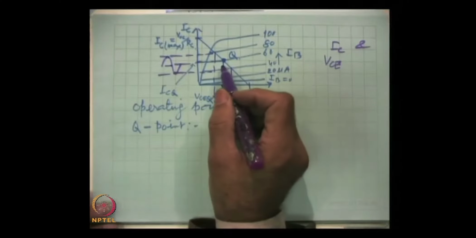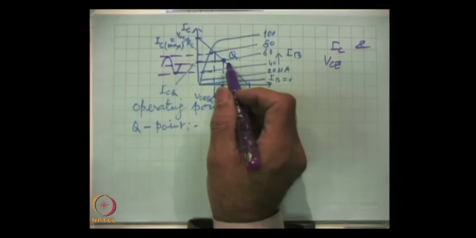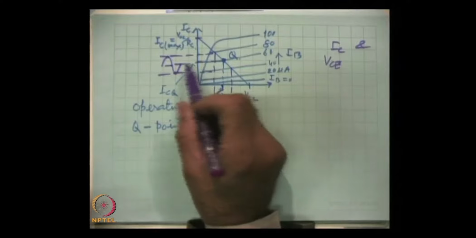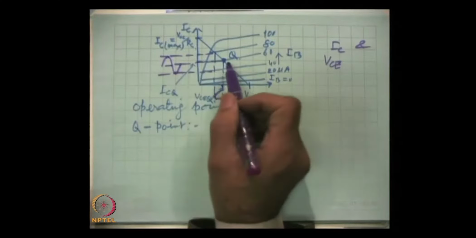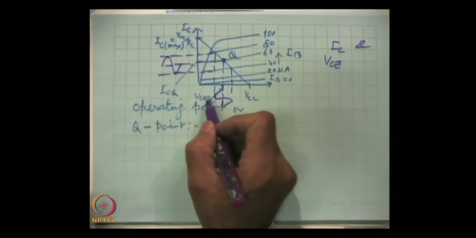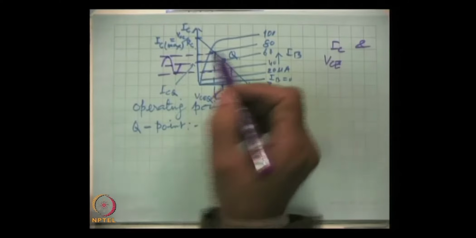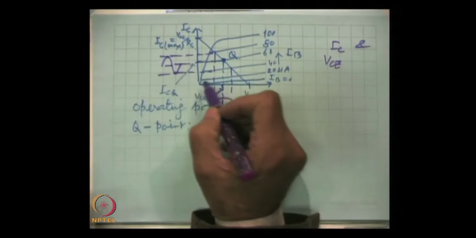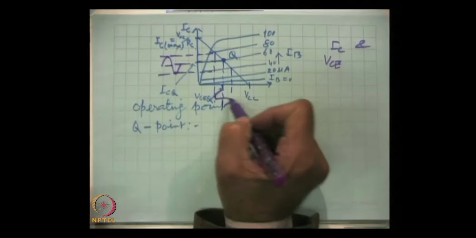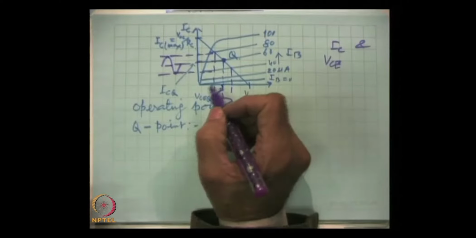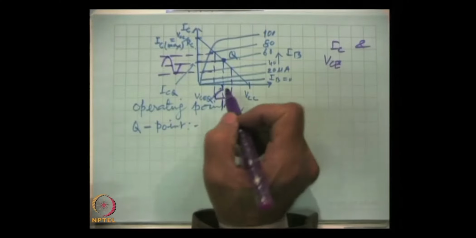So, I am sure now it is clear what is Q point. Q point is choosing the appropriate value of the DC collector current in the circuit, and that will give a DC voltage drop VCEQ, and this voltage and this current will vary according to the input signal, and for simplicity we take that the AC signal is sinusoidal in nature.